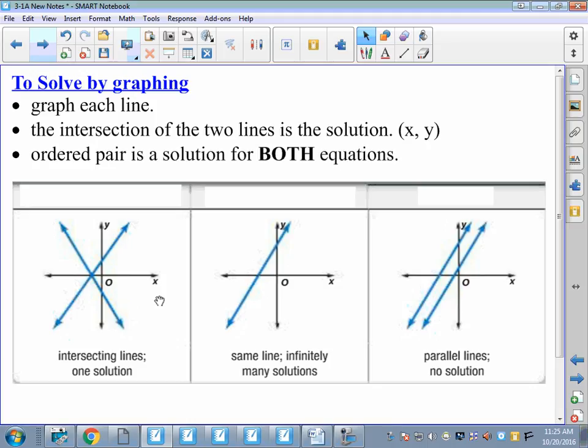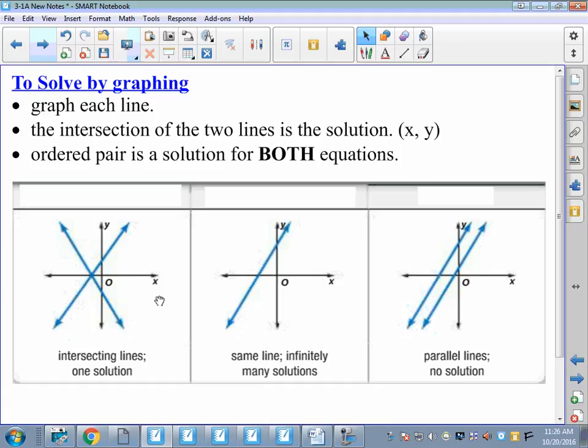The ordered pair is a solution for both equations. So when you get that ordered pair, it works for the first equation. When you plug it in, you get a true statement. And when you plug it into the second equation, it gives you a true statement. So it's an excellent way you can quickly check your answers.